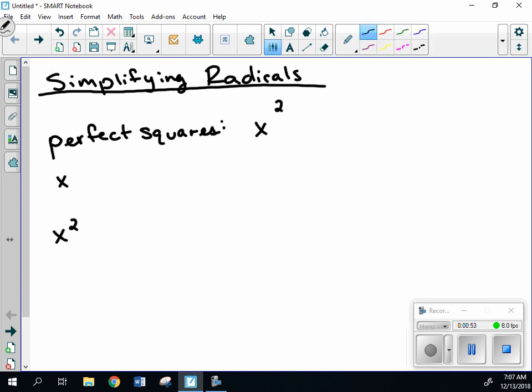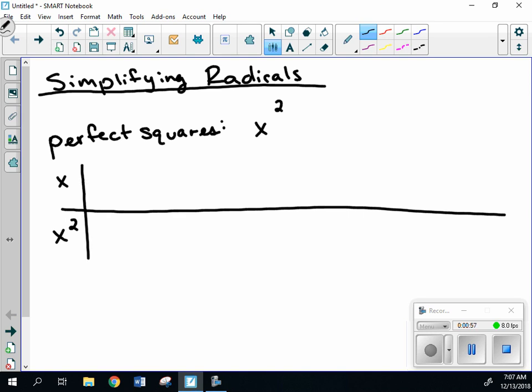I'm going to create a chart. And I will give you a chart, and I will also put it on the corner of your desk. So you'll get one as well as you'll have it on your desk. So don't worry about writing the perfect square chart down right now.